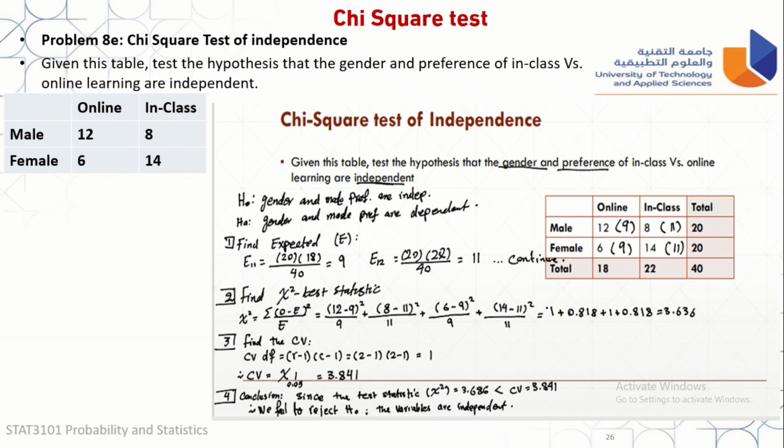And the chi-square test for independence. How to calculate the independence? Whether there is any relationship or dependency between online and in class. And don't forget, the H0 and H1 are always important for all the questions.